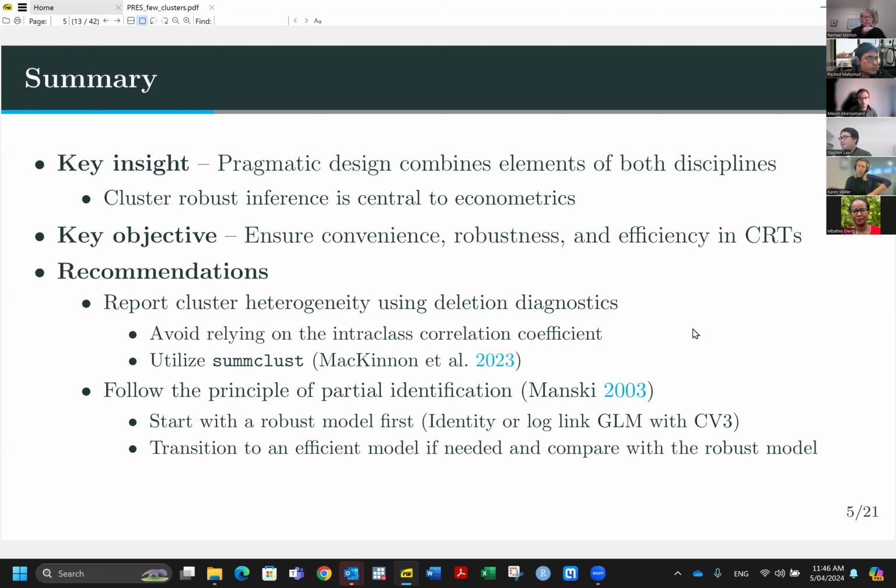Maybe that's a good point to put in your recommendation, particularly when you're dealing with analysis of pragmatic cluster randomized trial data. Say it again, please. Where would I say that? In the second recommendation? Stephen's question is: is this your recommendation? Start with a robust model first, then transition to efficient.